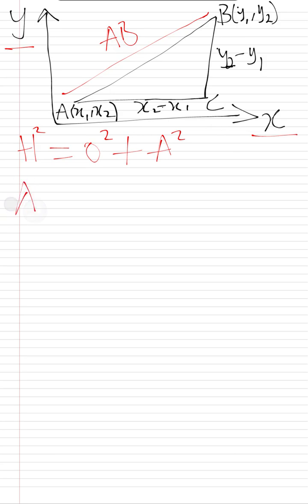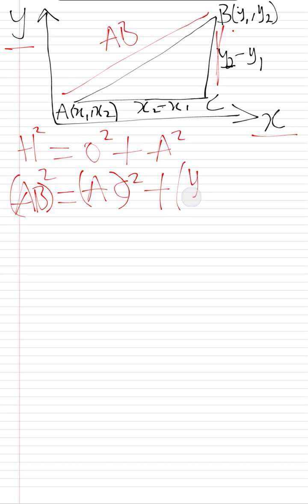So that means we have AB squared equals the opposite. This can be our opposite, x2 minus x1. That is this AC, so that's our AC all squared. Then plus what? Our adjacent squared can be this place. Before I say y2 minus y1, let me call it BC squared. BC all squared.